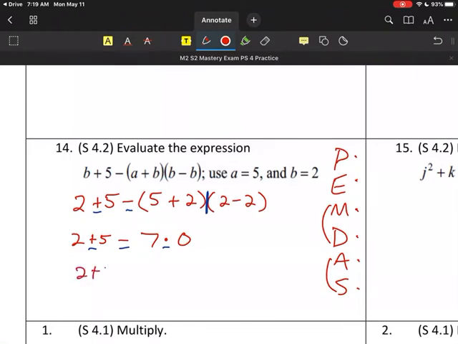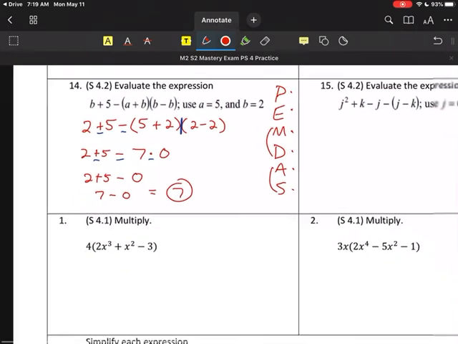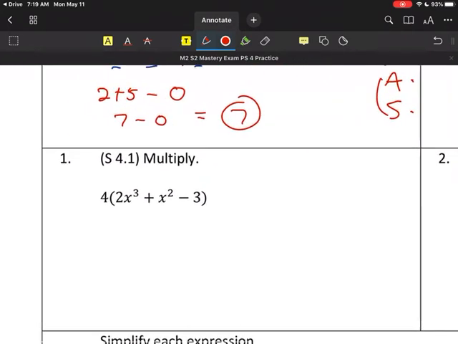So 2 plus 5 minus, what's 7 times 0? 0. Okay? And then now I can just go straight across. 2 plus 5 is 7 minus 0 equals 7. Okay? So follow the order of operations for those. All right?